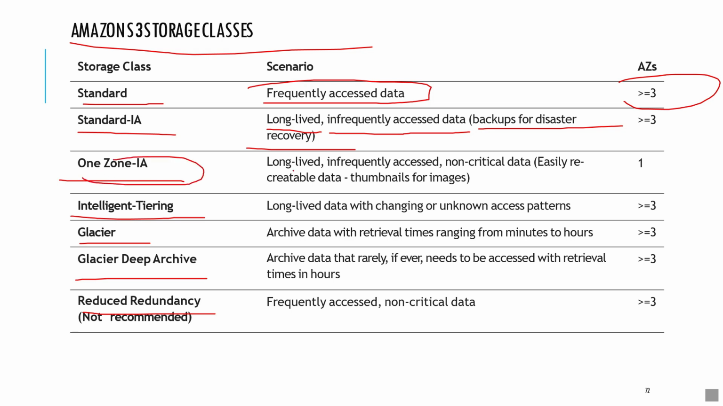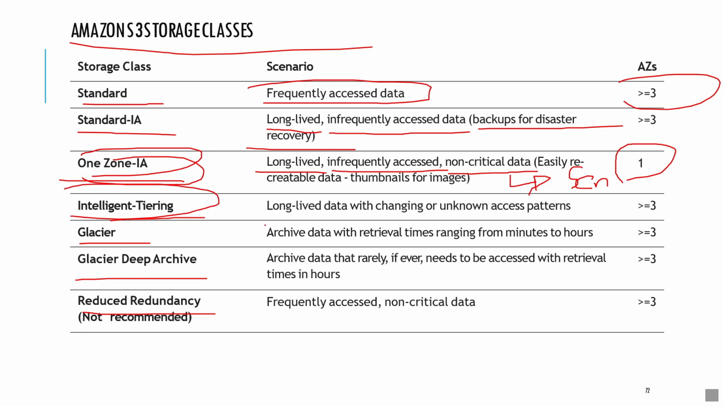One Zone-IA: long-lived, infrequently accessed, non-critical data. Non-critical data is nothing but data which does not contain sensitive information. It is available in one availability zone. Then we can go for One Zone-IA.